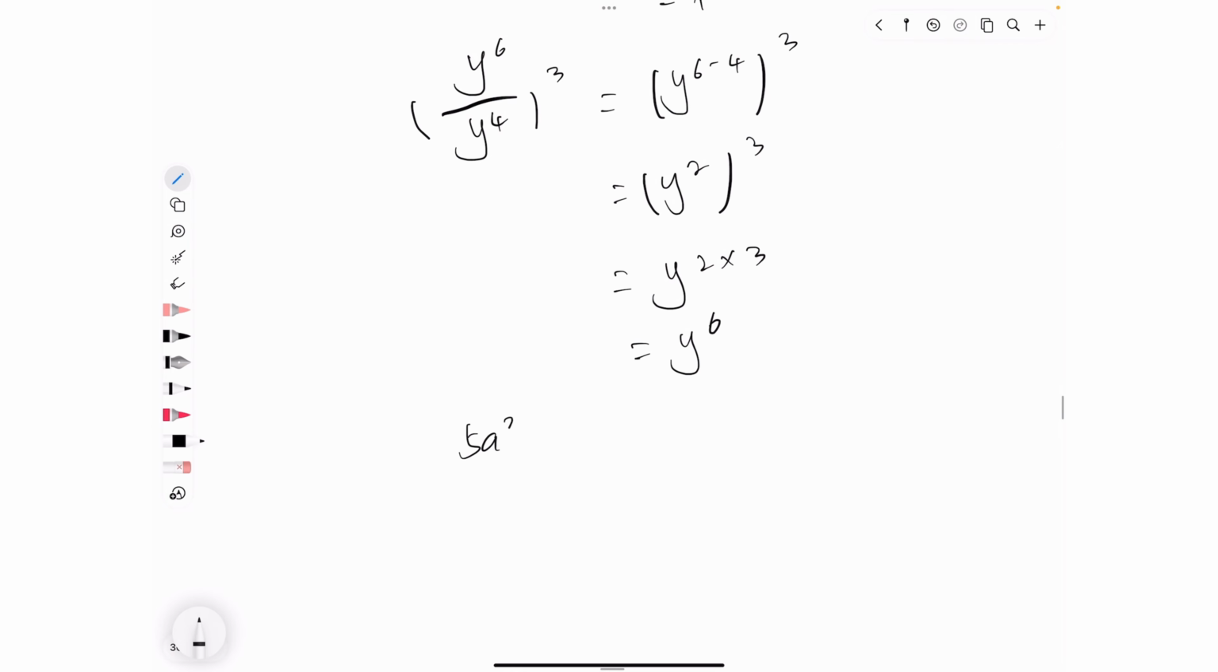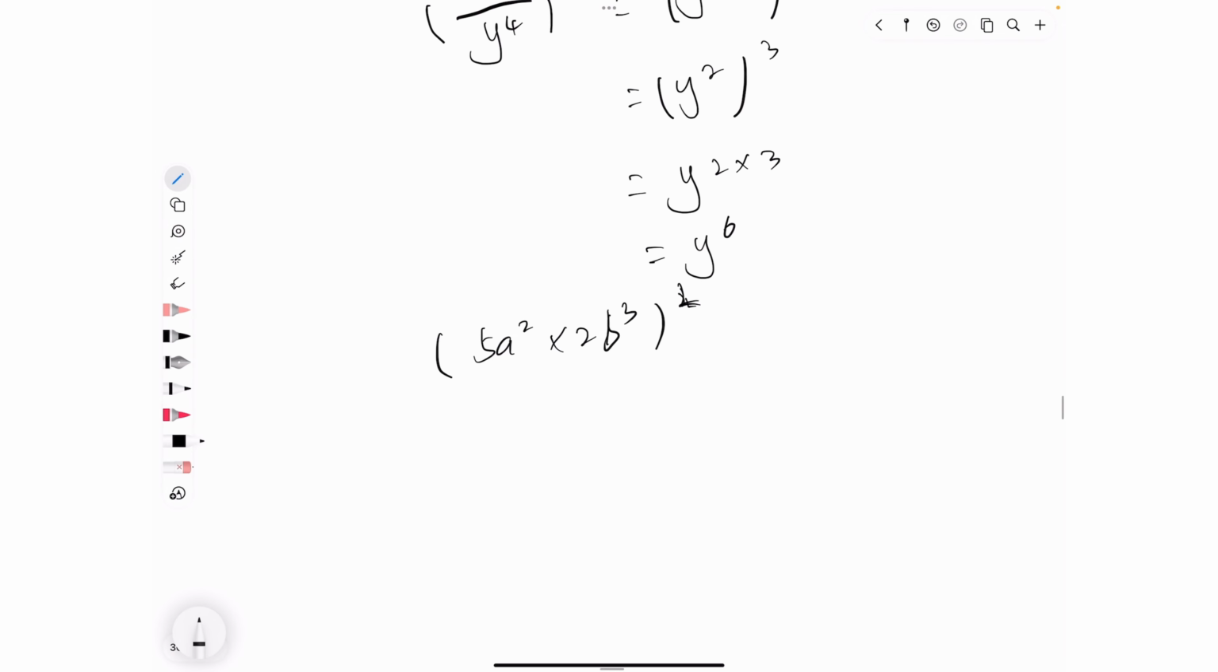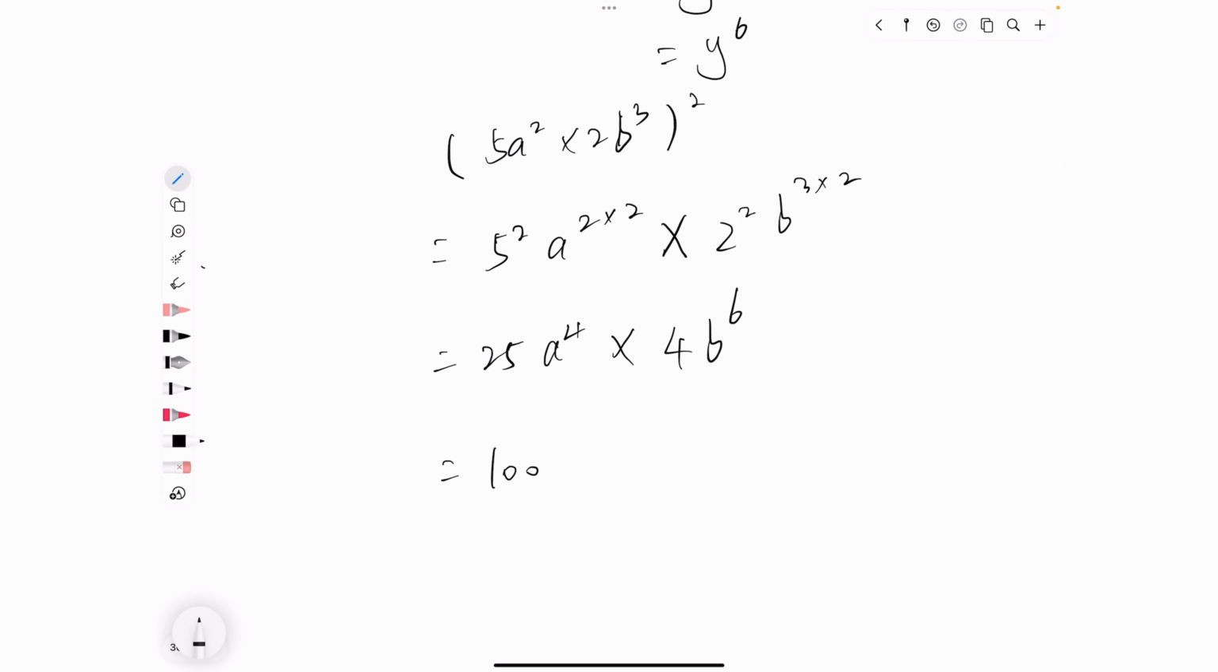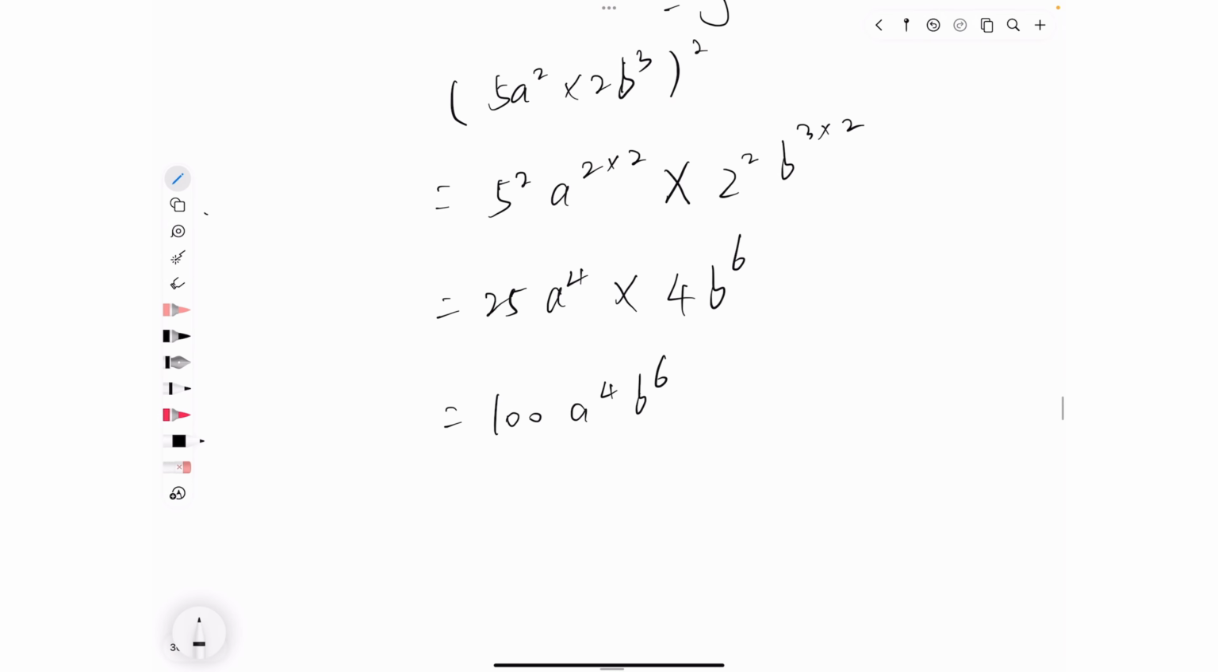If we have 5a squared times 2b cubed, all squared, that's 2 here. So that's 5 squared, a to the 2 times 2, times 2 squared, b to the 3 times 2. So it's 25 a to the 4 times 4 b to the 6. So that's 100 a to the 4 b to the 6.